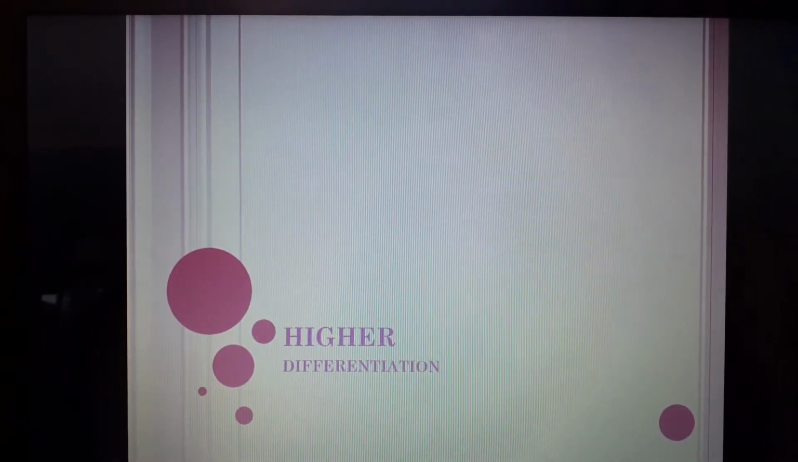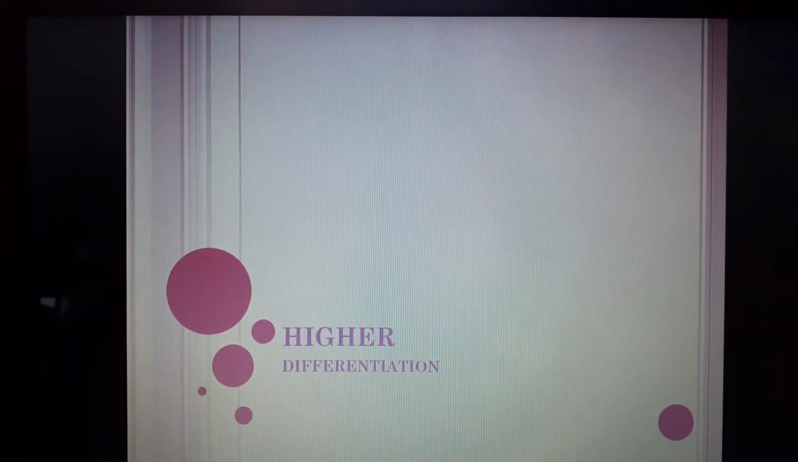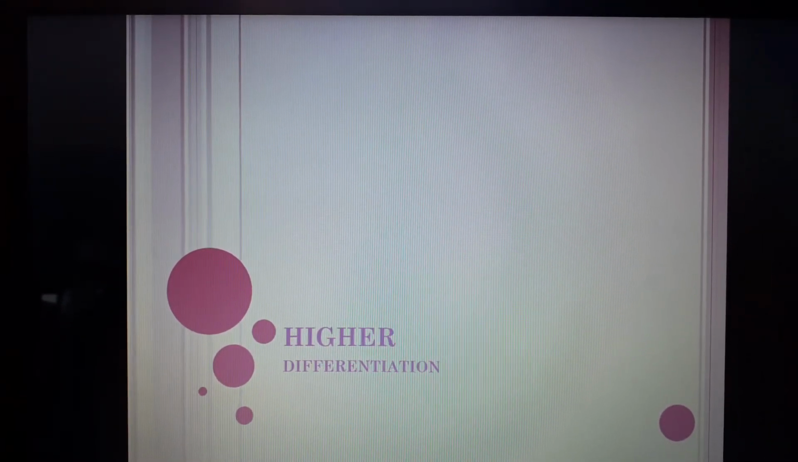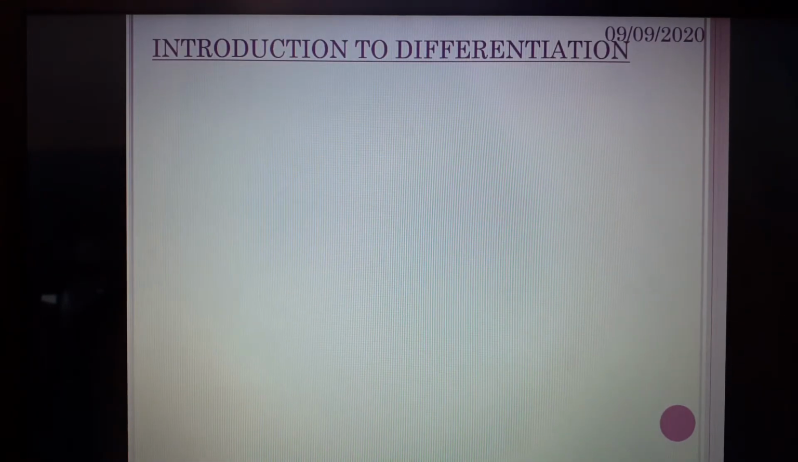Good morning, and today we'll be starting one of the calculus topics for higher maths, and we'll be looking at differentiation. So let's do an introduction to differentiation before we start to learn the process of differentiation. So don't copy this as a note, please.